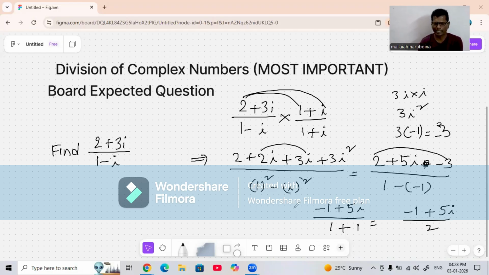Now we are separating the real part and imaginary part. So minus 1 by 2 plus 5 by 2 i. So this is a, this is b, in a plus bi form. In this way you have to perform division in complex numbers.